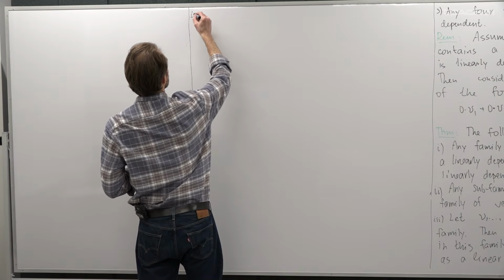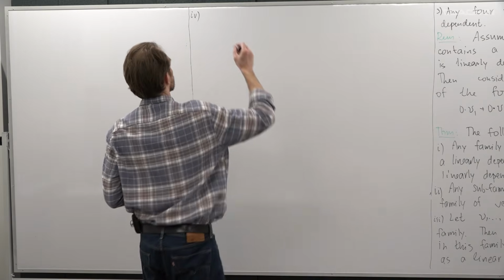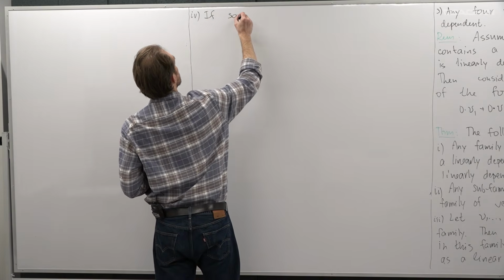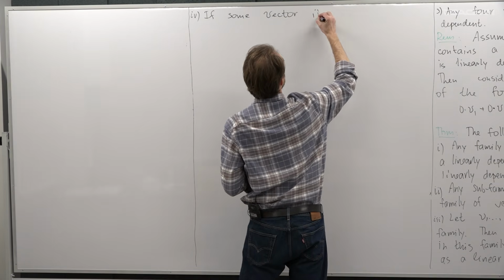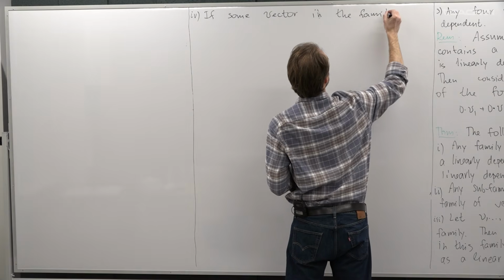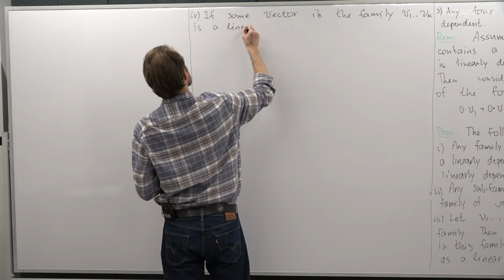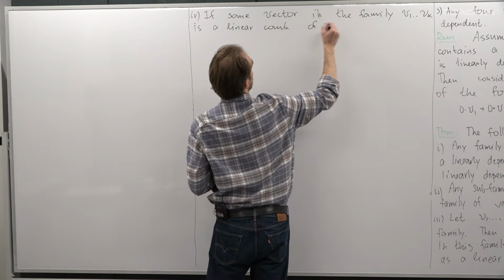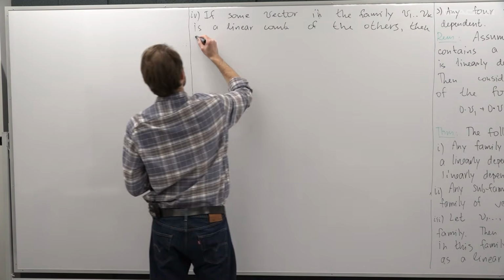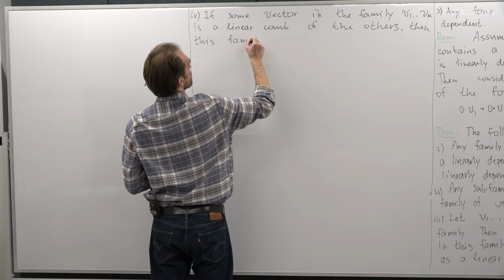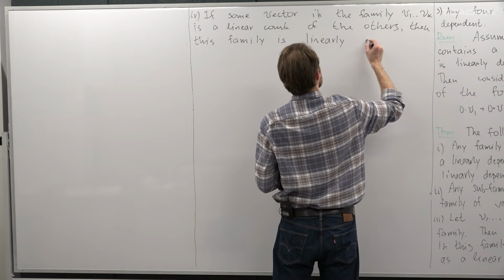The fourth property is that if some vector in the family v1, etc., vk is a linear combination of the others, then this family is linearly dependent.